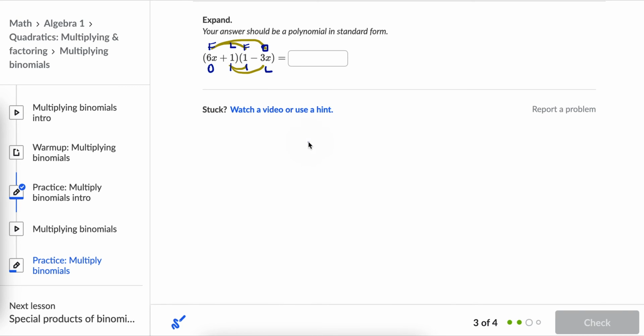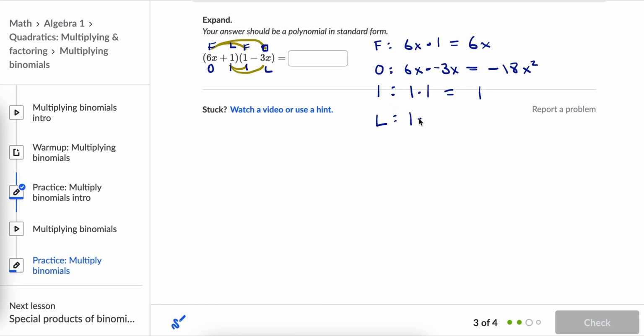So your first terms here, first is 6x times 1, that's equal to 6x. Your outside terms is 6x times, watch out for the negative there, this is negative 3x, and that's equal to negative 18x squared. Your inside terms are 1 times 1, that's equal to 1. And your last terms are 1 times negative 3x, and that's equal to negative 3x.